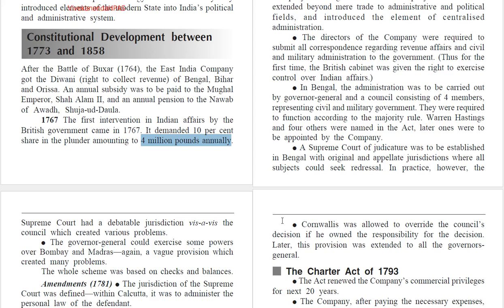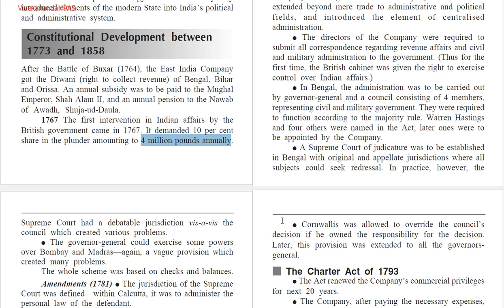So how will you check the prohibition on corruption? Because if the company is not able to regulate corruption, there should be some other body looking into it. For example, if there is a fraud being committed in the company, do you ever say that the company should check its own corruption? No, you bring in an external body to look after the regulation. So the same happened. The company was now asked to furnish any information with respect to revenue, civil and military affairs in India to the British Parliament or the British government.